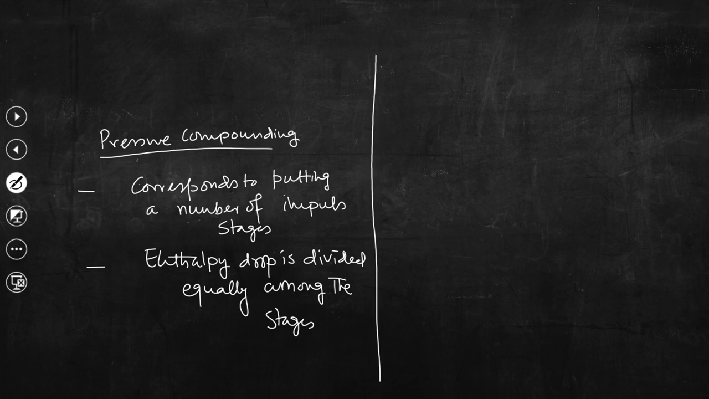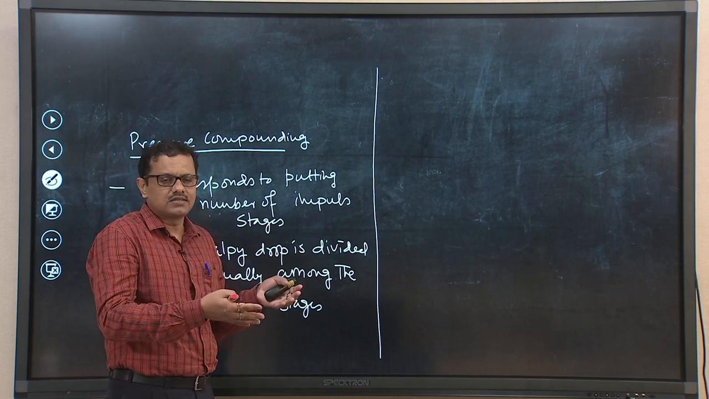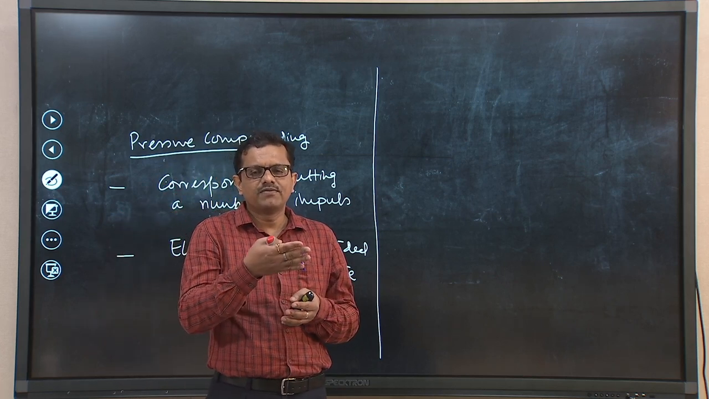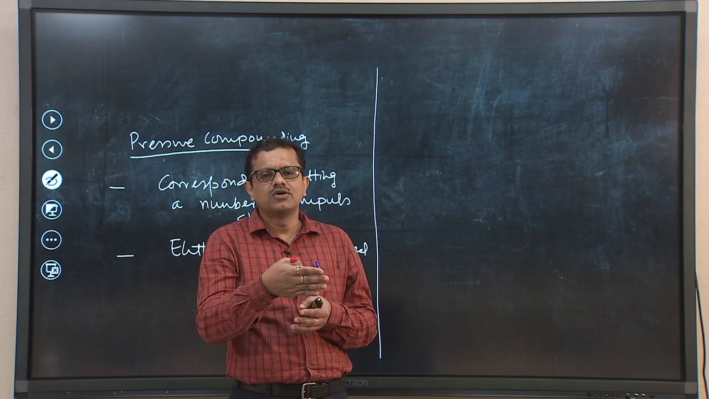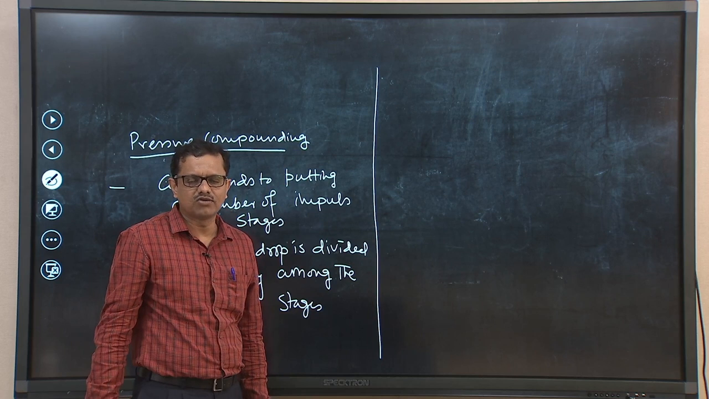So, we know the total enthalpy drop is basically due to a change in pressure from boiler pressure to the condenser pressure. Now, if you would like to have the total pressure drop in a single stage, we have seen that the velocity of steam at the exit of the nozzle will be very high. And to accommodate such a high velocity, either the speed will be very high or the diameter of the wheel will be very high. Now, instead, if we use a number of stages, the total enthalpy drop will be divided equally among the stages. In such a case, we would be utilizing the total enthalpy drop, but at the same time, the velocity of steam leaving one stage should not be very high, so that the speed of the wheel or the diameter requirement would not be very high.